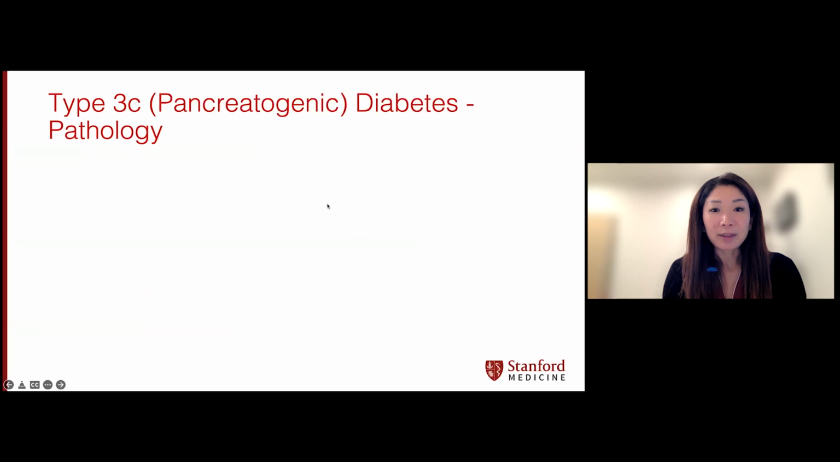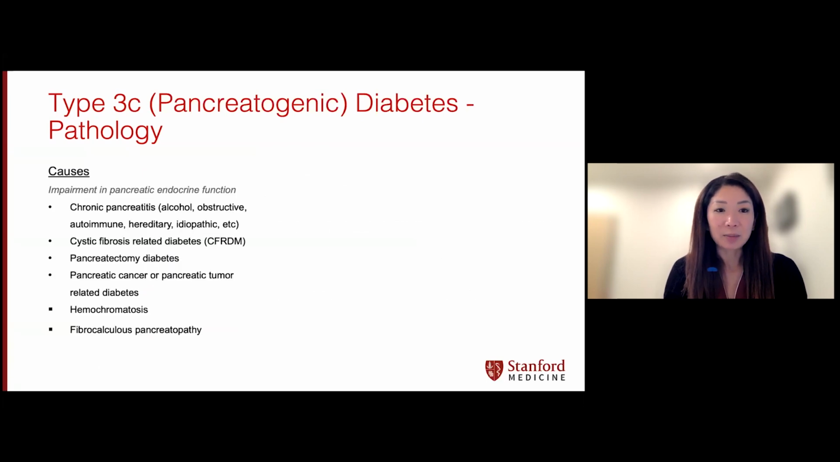Let's talk about the pathology of type 3C diabetes. Typically, there's impairment in pancreatic endocrine function. So there's some deficiency of the production of insulin and glucagon. With chronic pancreatitis, the most common causes are either due to alcohol, obstruction, autoimmune disease, or there are hereditary and idiopathic causes. We can also have type 3C diabetes or pancreatogenic diabetes related to cystic fibrosis.